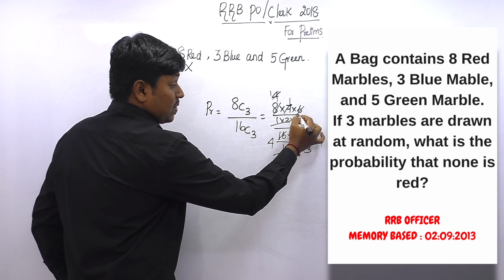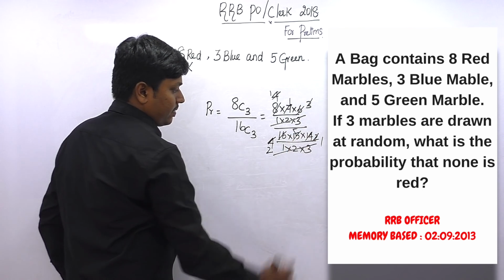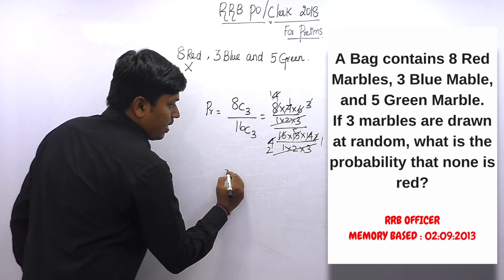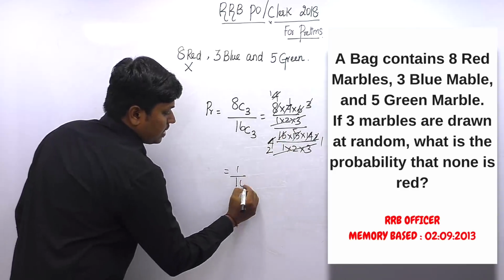Again we can cancel this on the 2 table. 3 2s are 6, 2 2s are 4. Cancel this on the 3 table, 5. So finally in the numerator we have 1, and in the denominator we have 5 here and 2 here, that is 10. So the answer is 1 divided by 10.